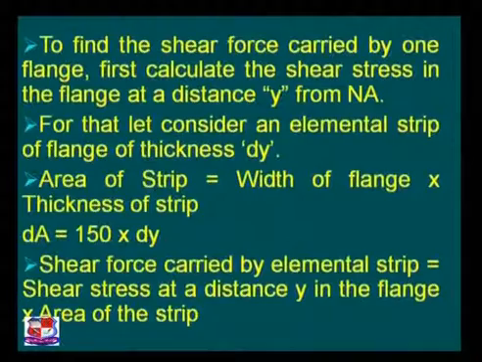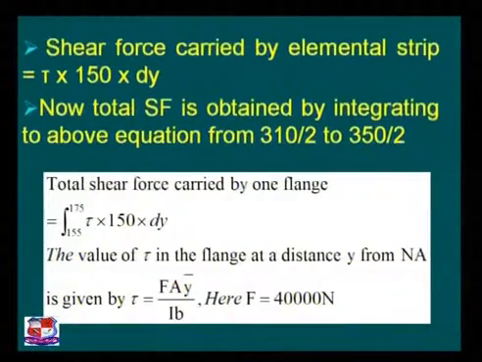So shear stress at a distance y in the flange multiplied by the area of strip. Area of strip is known to us, that is dA, that is 150 into dy. Intention is to now find out the shear stress at distance y in the flange. Now, shear force carried by the elemental strip is equal to tau multiplied by 150 into dy. Tau is the shear stress in the flange at distance y from the neutral axis.